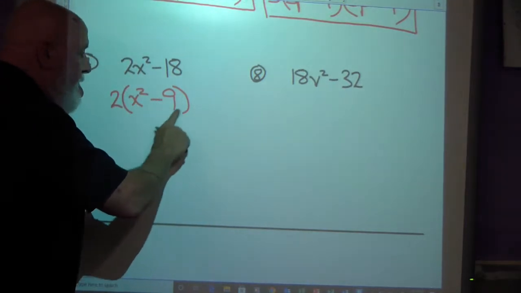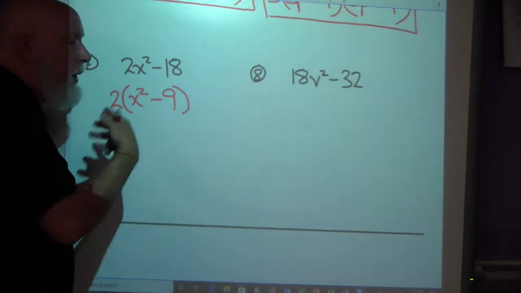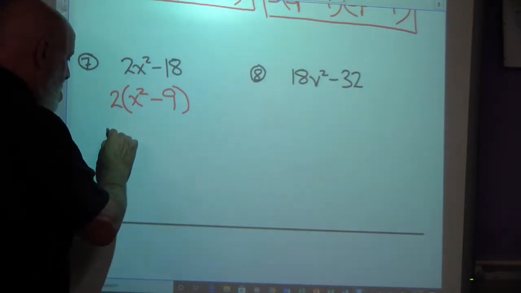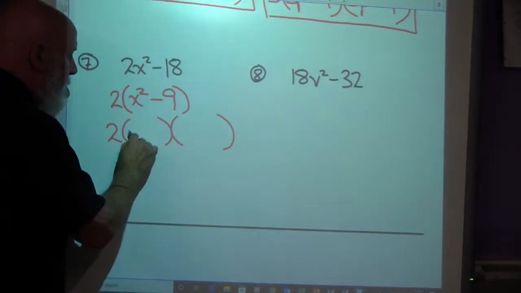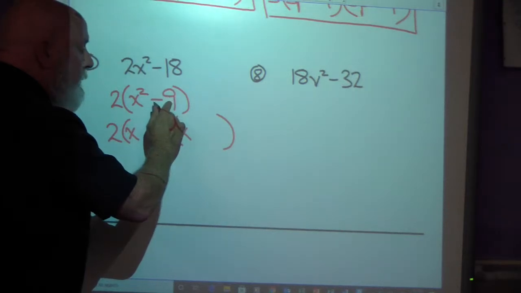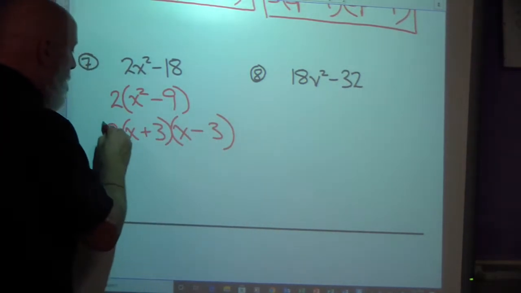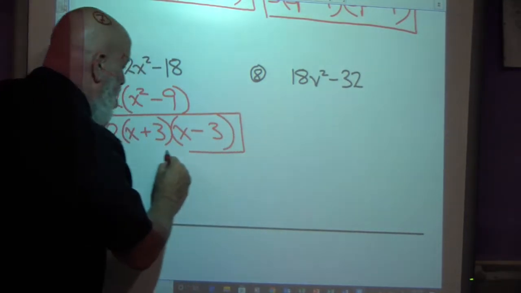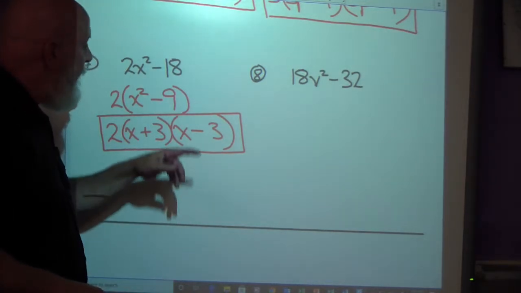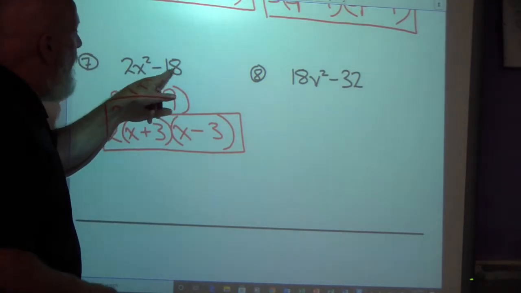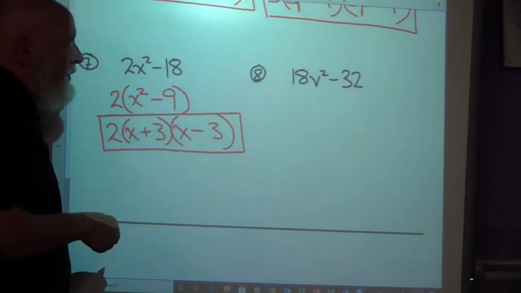Now I'd see that this is a difference of 2 perfect squares. That's x times x, that's 3 times 3. So I'm going to use my difference of perfect squares pattern. I take the square root of this one, put it here and here. The square root of this one, put it here and here. Plus, minus, and it's factored. Okay? That's factoring a difference of squares, first factoring out the greatest common factor that they both have in common. That's what greatest common factor means.